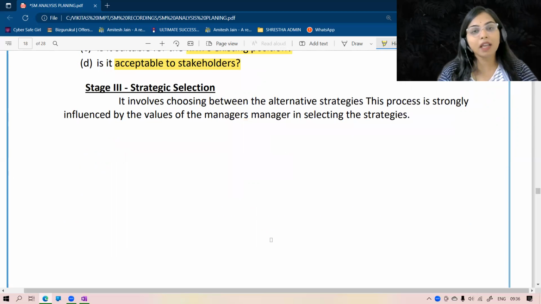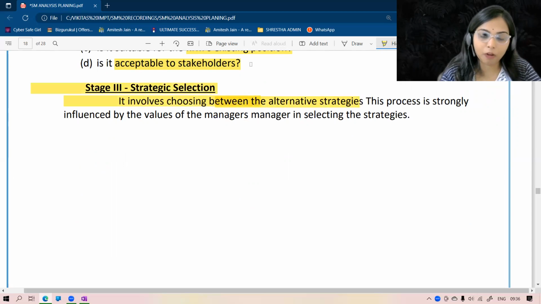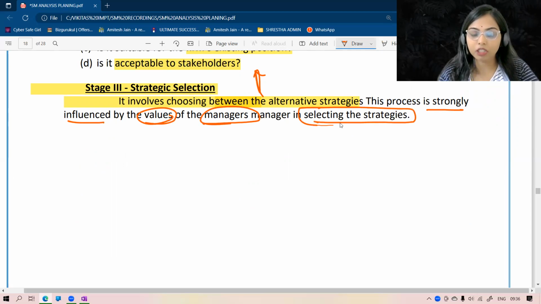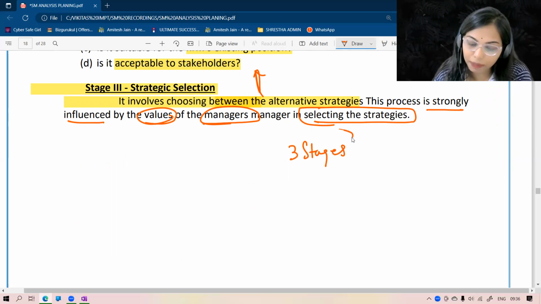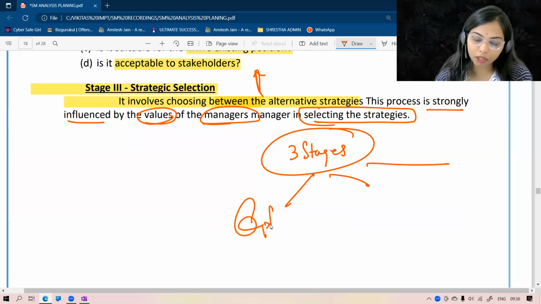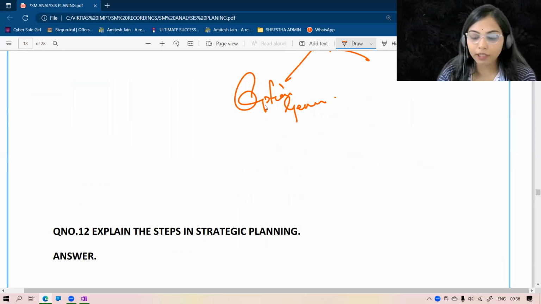Then comes the last stage, choosing between the alternative strategies. From the above, you choose the alternative strategy. This process is strongly influenced by the values of the managers in selecting the strategies. Got it? So what are the three stages? Everyone repeat with me. The first one is option generation, or option generators. What can be done in this?